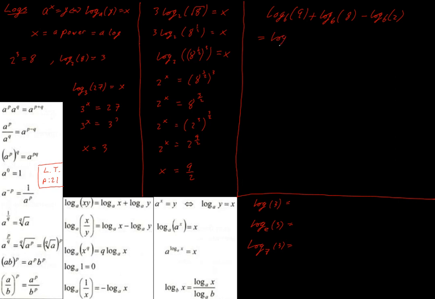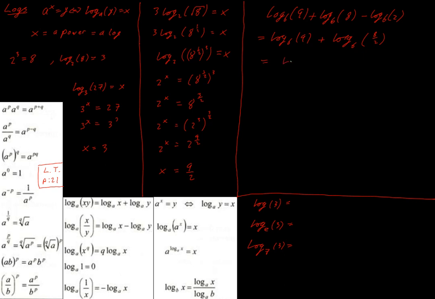So I end up with log to the base 6 of 9 plus log to the base 6 of 8 over 2. How did this come about? Because I had log to the base 6 of 8 minus log to the base 6 of 2. So I ended up using this rule in reverse. If I'm subtracting the powers, it means I was dividing. Same rule as what we had for indices.